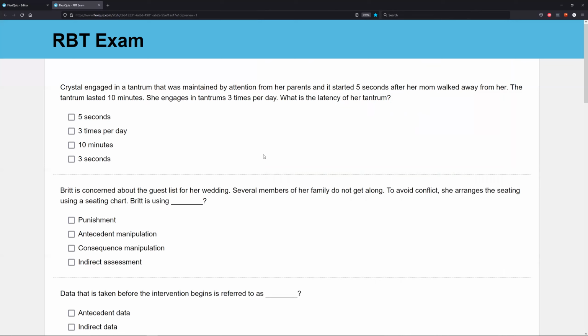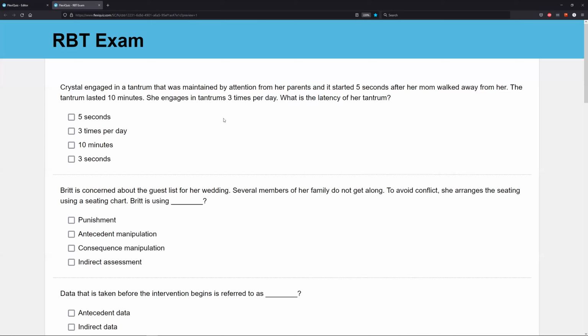Okay, so this type of question is going to give you multiple data points, multiple sets of data, and they're going to ask you to identify a certain type of data. So what do they want us to find? They want us to know the latency of her tantrum. So let's start with what is latency. Latency is the time between an SD and the start of a response.